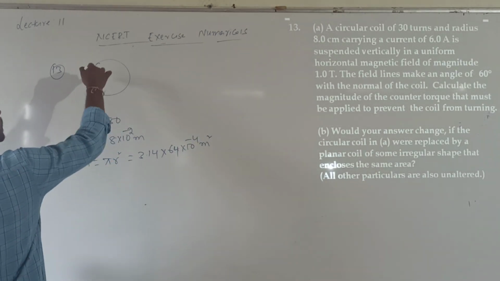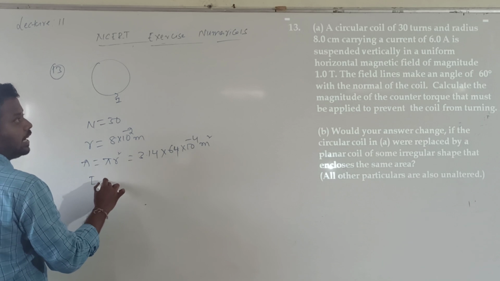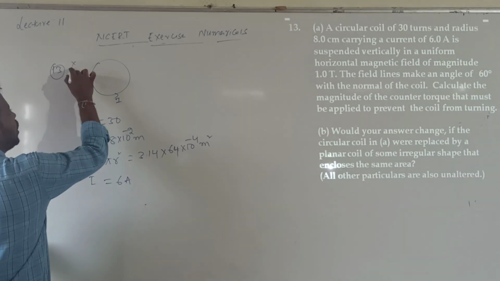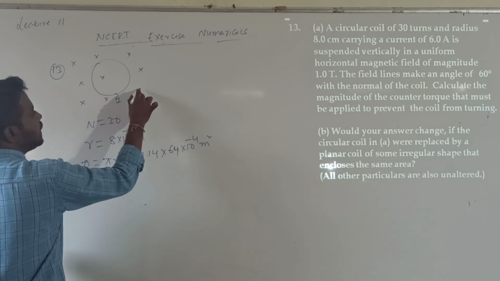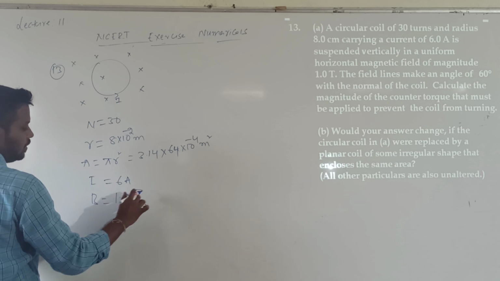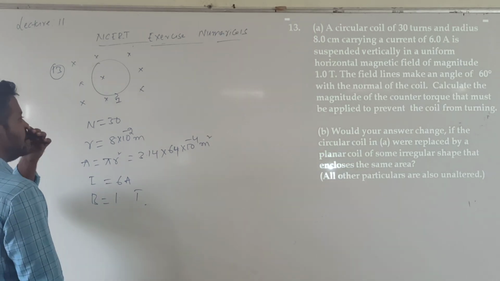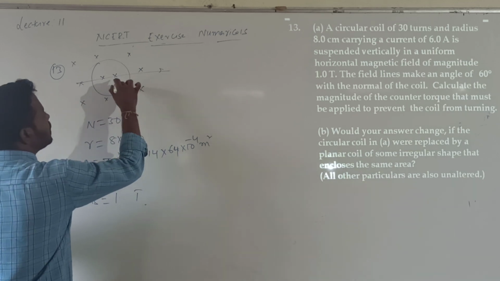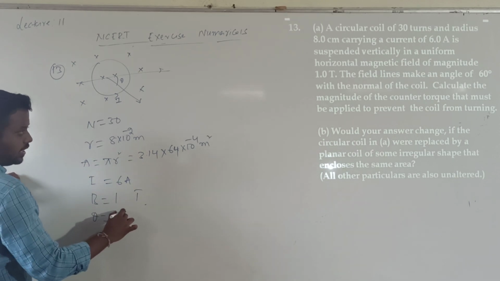So this circular coil is suspended vertically and carrying a current. What is the current carried by the circular coil? 6 amperes. It is suspended vertically in a uniform magnetic field. Let me consider the magnetic field is perpendicular to the plane, passing into it. The magnetic field value is given as 1.0 Tesla. Such that the field lines are making an angle of 60 degrees. If I draw a normal, this is the field line direction, and the normal drawn to the plane of the coil makes an angle theta of 60 degrees.